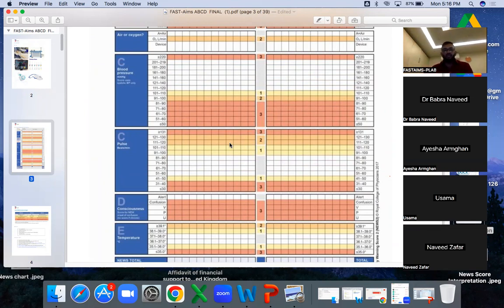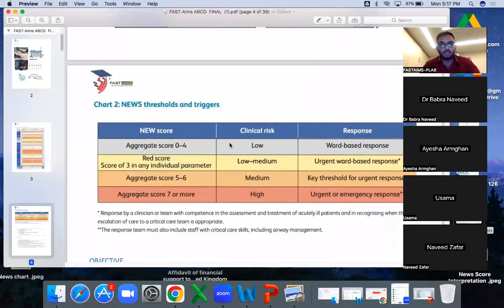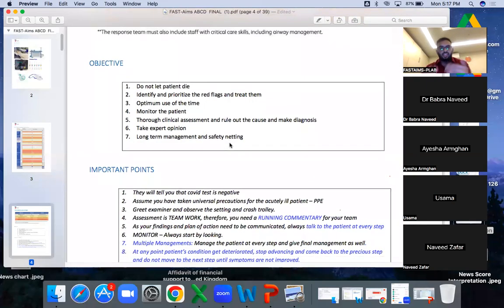Because let me tell you, what we are covering in this station is directly emergency. The patient comes in emergency and how you are going to approach. So I just wanted you people to get familiarized with all of these things before we start our ABCDE approach directly, okay? Okay, these are the objectives.